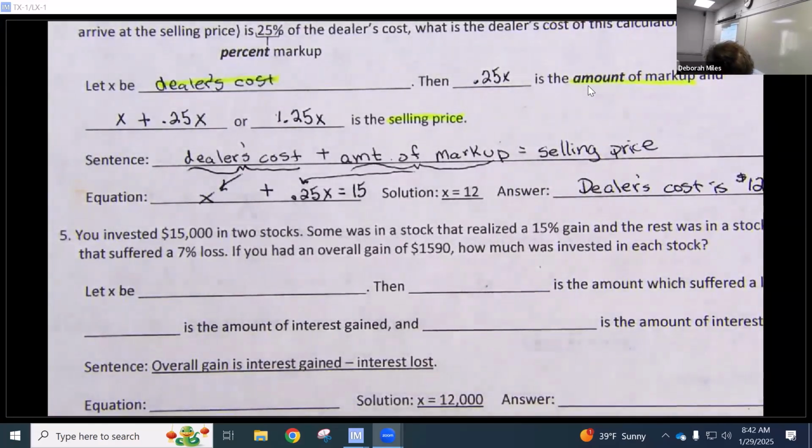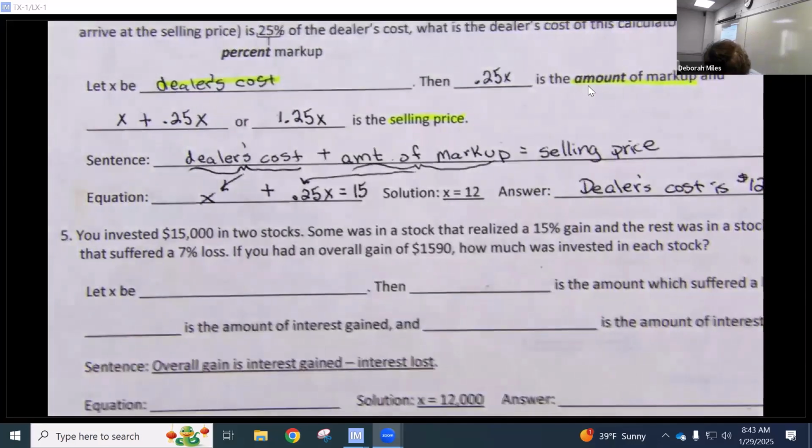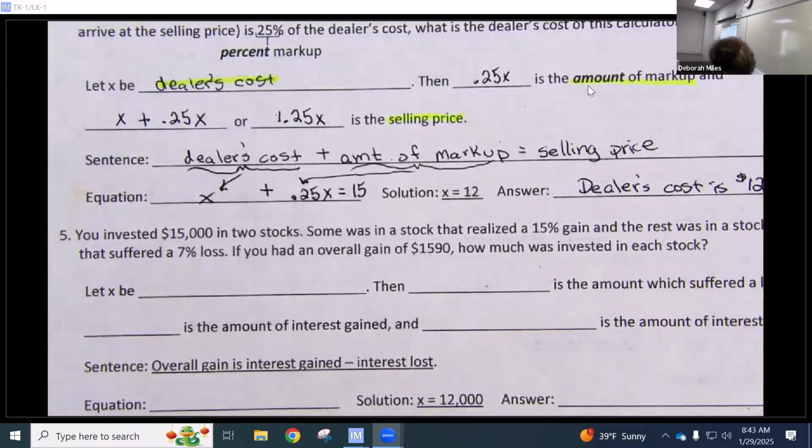You invested $15,000 into stocks. Some was in a stock that realized a 15% gain, and the rest was in the stock that suffered a 7% loss. If you had an overall gain of $1,590, how much was invested in each stock? Any ideas what we should let X be?